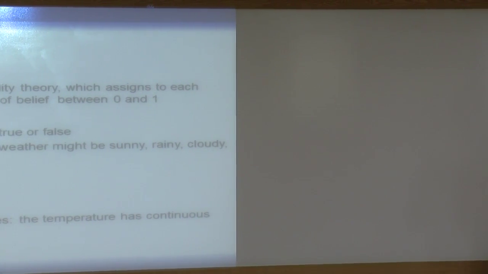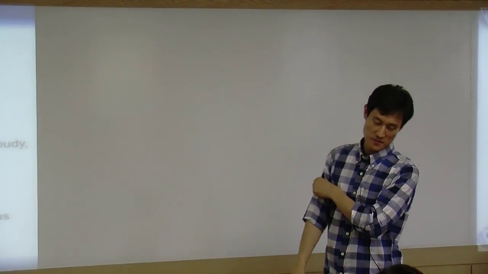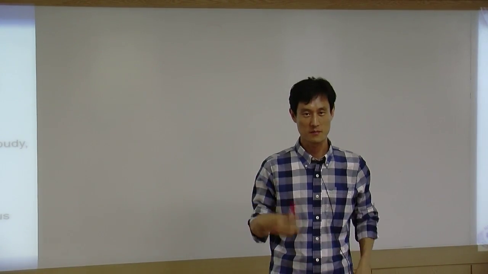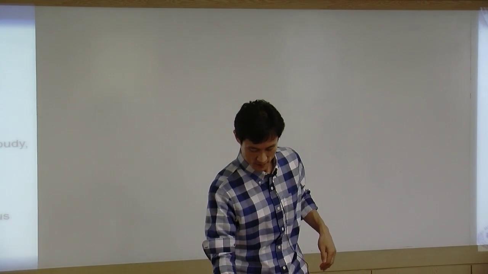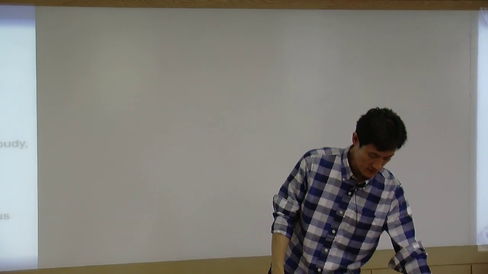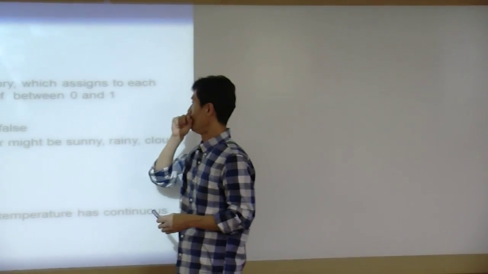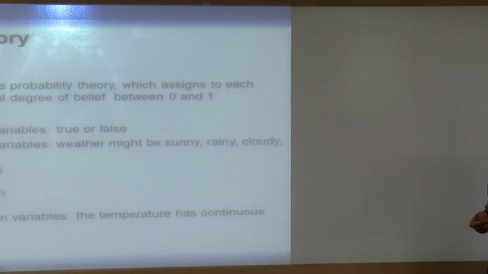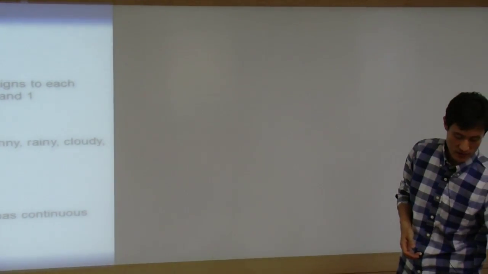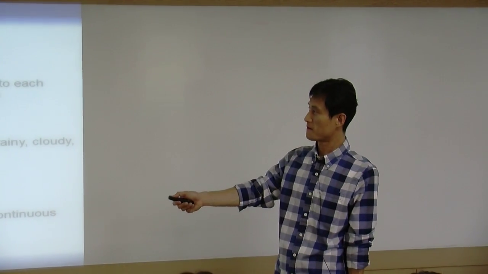In order to understand the decision block, we need to understand some basic theory. One of them is probability theory. So let's take a look at a little bit of probability theory. Probability theory always starts from uncertainty.